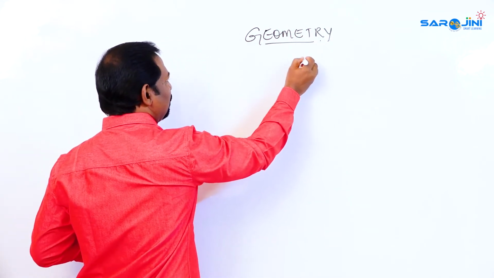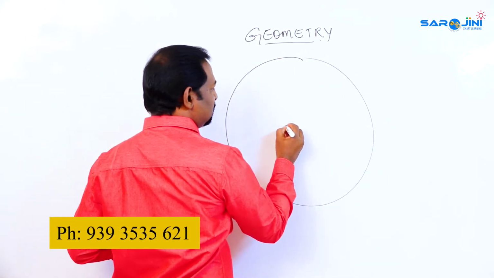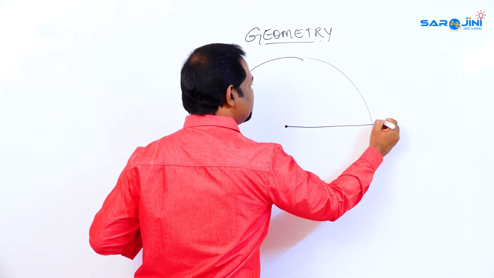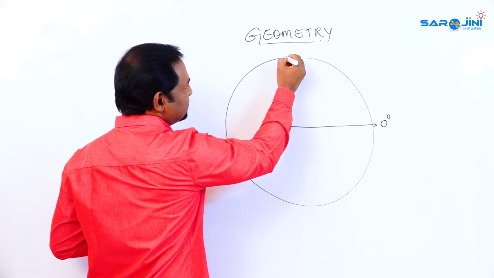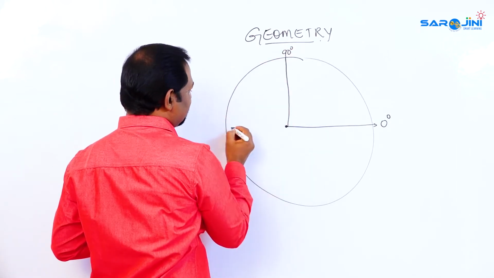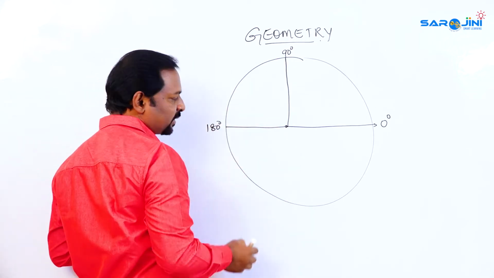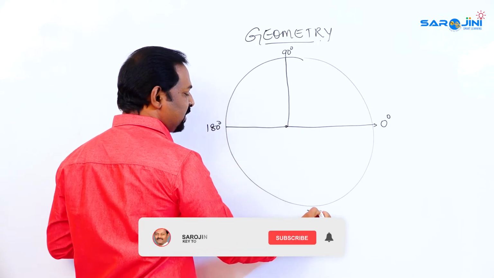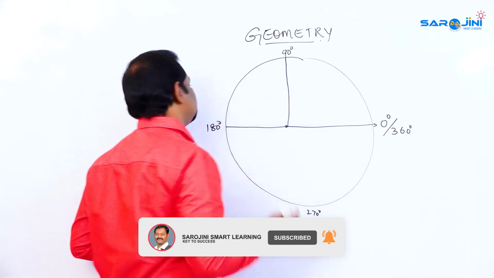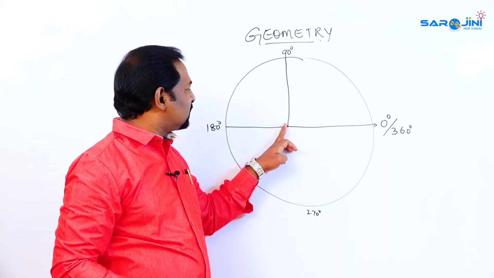So here we took a point, from there an angle of 0 degrees, right? As I told, if you draw like this, this is 90 degrees, and this is 180 degrees. Here 270 will come, and here 360 degrees. This is the basic thing you are going to learn. Okay, remember.